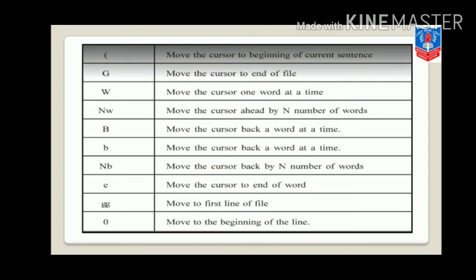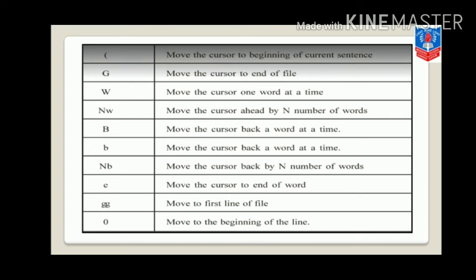W capital, move the cursor one word at a time. N capital and small w, cursor ahead by n numbers, means any number of words we can take the cursor. Okay. Capital B, cursor back a word at a time. Small b, cursor back a word at a time, same. Then nb, move the cursor back by n number of words.